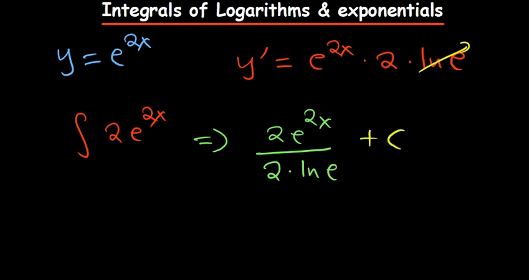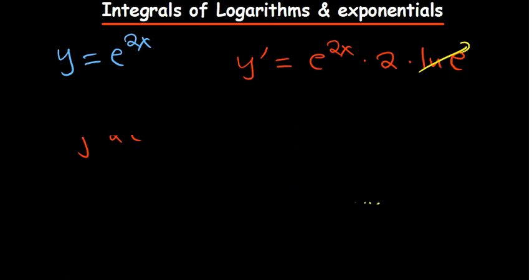So here what you can see is 2 and 2 will divide, and you know that the natural log of e is a 1, so what remains is e to the power 2x plus what? Plus c. I think this is proof enough to say integration is actually the opposite of differentiation.